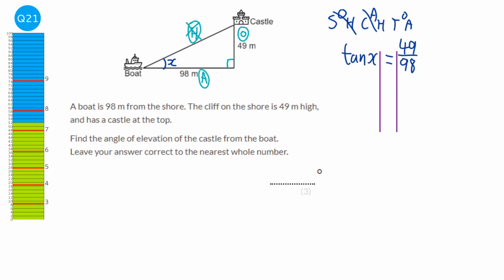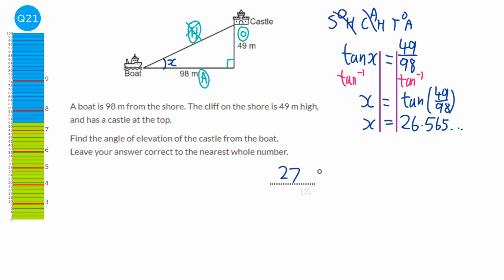Get our lines in. And we're going to do the inverse tan of both sides. And so the inverse tan of 49 over 98 is 26.565, etc. And it says it wanted the nearest whole number, so that will be 27 degrees.